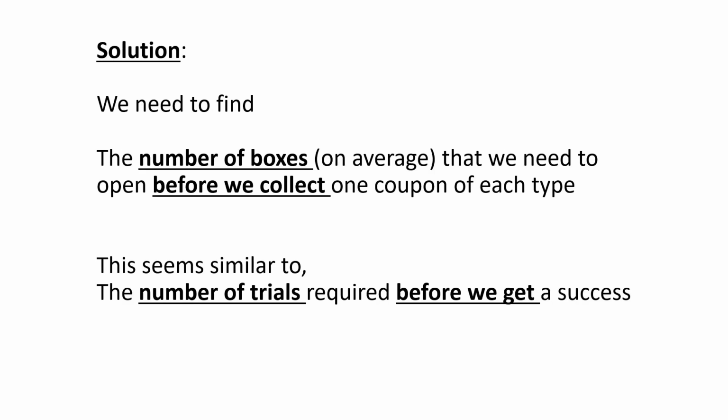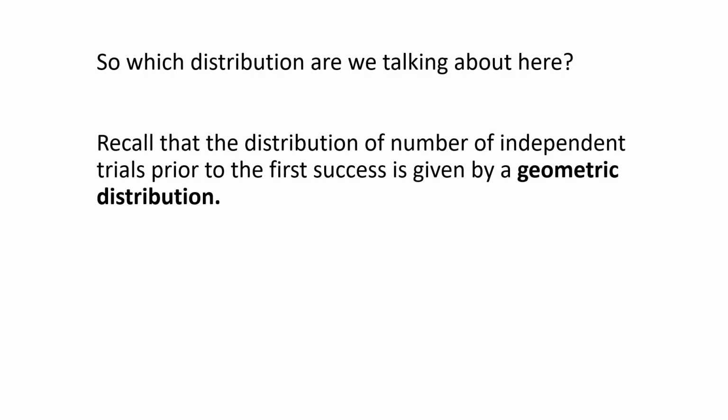We need to find the number of boxes on average that we need to open before we collect one coupon of each type. This seems similar to the number of trials required before we get a success. So which distribution are we talking about here? Recall that the distribution of the number of independent trials prior to a first success is given by the geometric distribution.